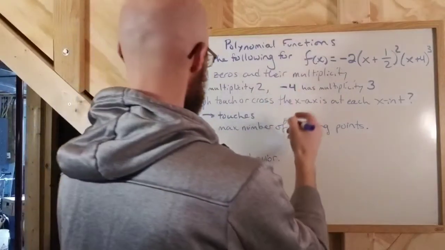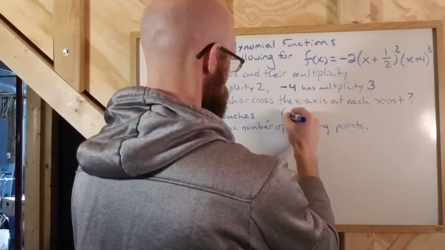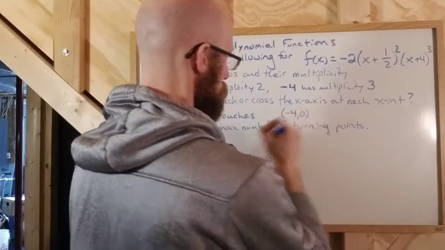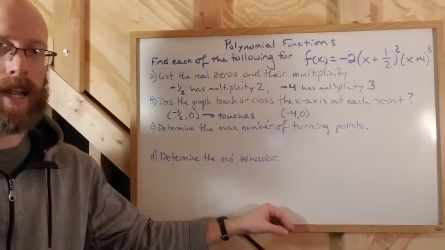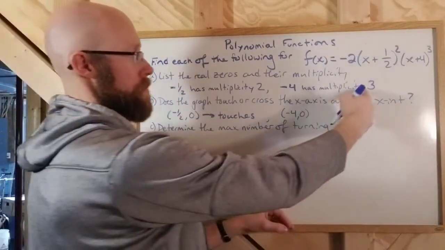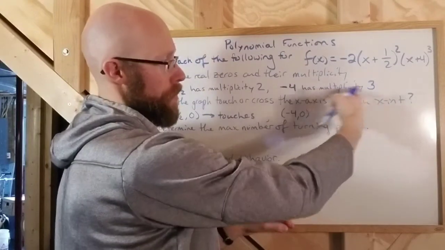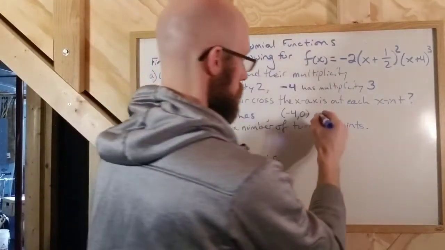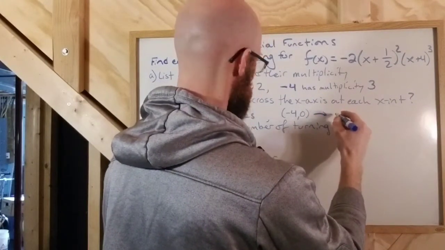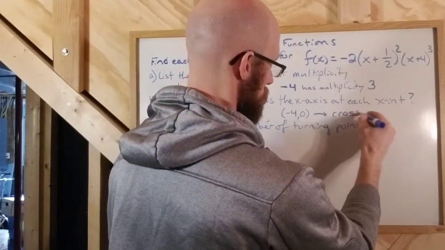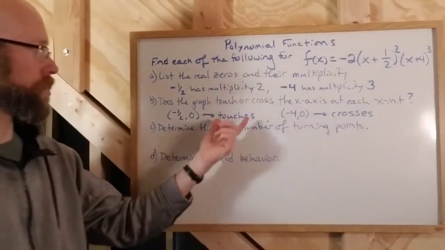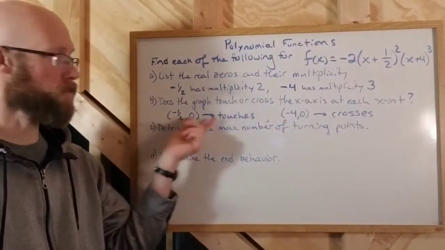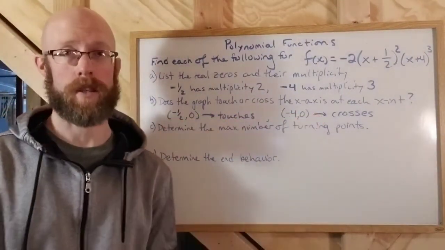On the -4, that corresponds to an x-intercept of -4, 0. And at that x-intercept, the function has odd multiplicity, so the graph must go through the x-axis there, or cross it. Okay, so it touches the x-axis at -1/2, crosses the x-axis at -4.